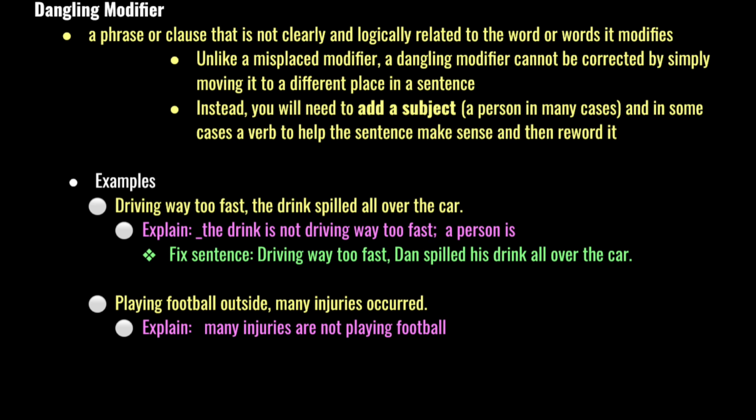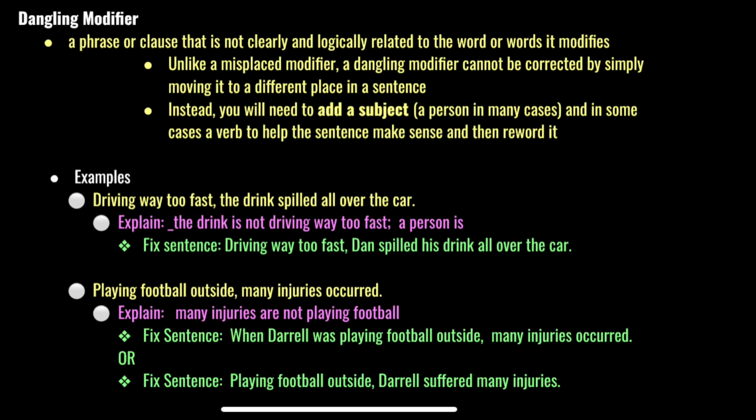So there's two separate ways you could solve this one. We can start by putting a few words before playing football outside, such as when Daryl was playing football outside, many injuries occurred. And that would take care of the dangling modifier. The other option would be to continue with putting a subject after playing football outside. Playing football outside, Daryl, and then we have to rework the sentence to have it make sense, such as Daryl suffered many injuries.